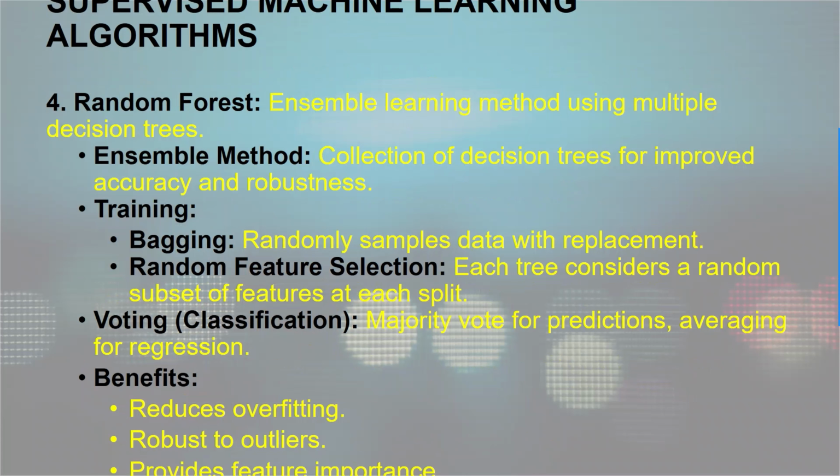Then what are some of the benefits here? It includes reduced overfitting, robustness to outliers, and it provides feature importance.